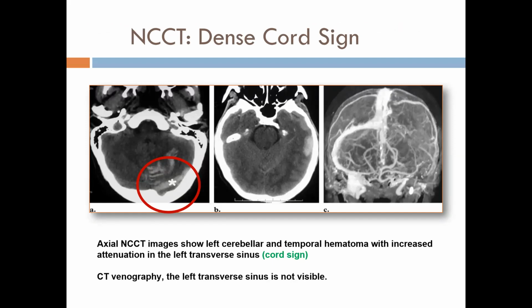This is the left transverse sinus, dural sinuses. Here also some dense structure is visible on the normal CT. This is also called the cord sign, predominantly involving the left transverse sinus, and some hematoma is there in the temporal lobe. And venography is also showing the left transverse sinus thrombosis.